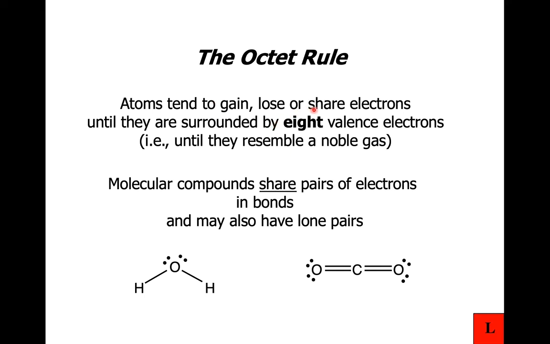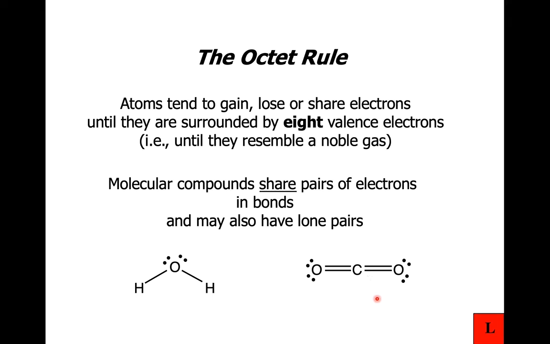Atoms tend to gain, lose, or share electrons in molecules until they're surrounded by 8 valence electrons. Molecular compounds will share electrons. We're not talking about ionic compounds at the moment. And so, for example, water here has 2, 4, 6, 8 electrons around the oxygen, and the hydrogens each have 2. This hydrogen is bound to the oxygen. It has 2 electrons and 2 electrons here.